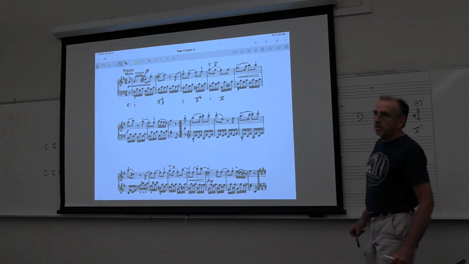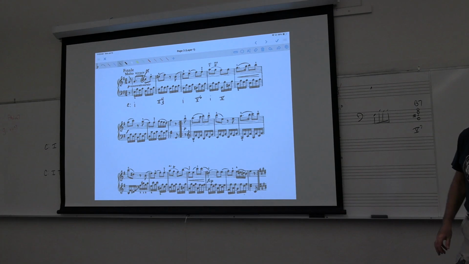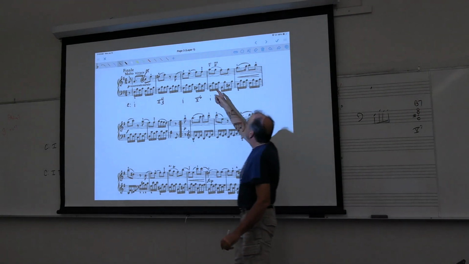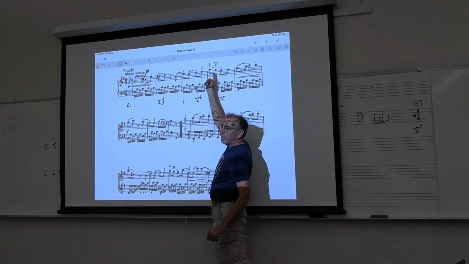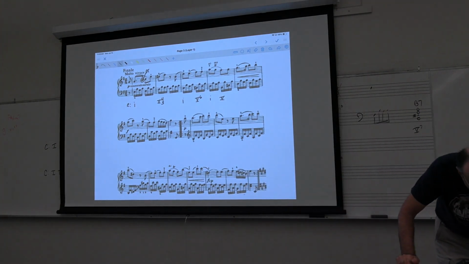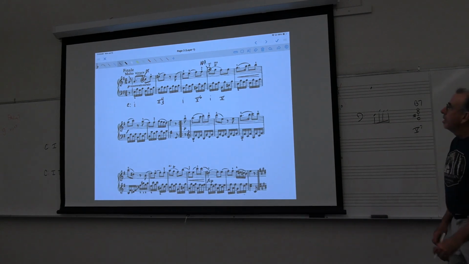That's not part of the 1 chord. What kind of a non-chord tone is it? Appoggiatura. Good, yeah. Approached by leap, left by step. So appoggiatura. Okay, next measure.